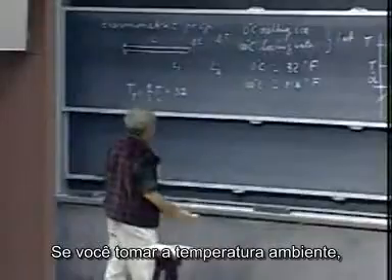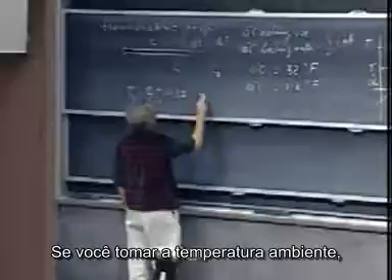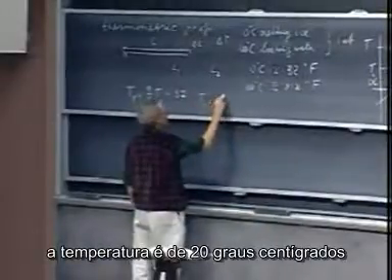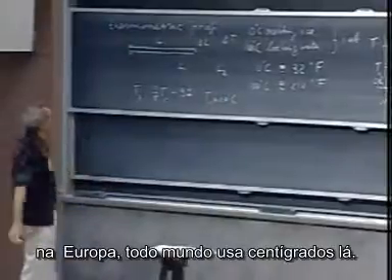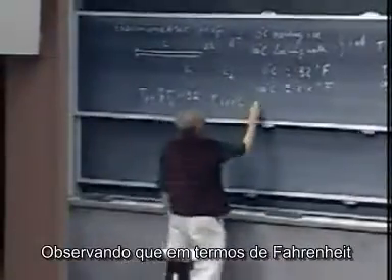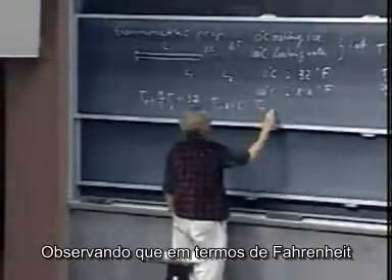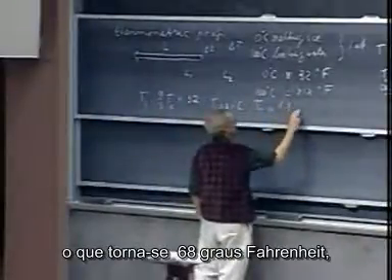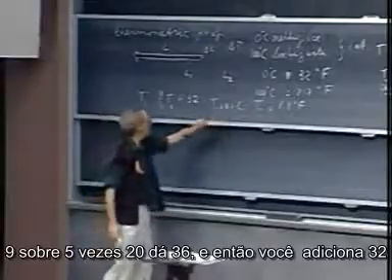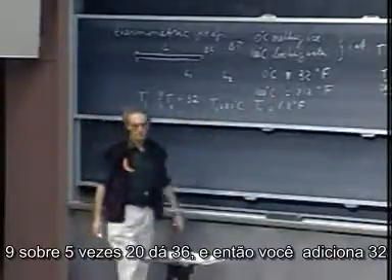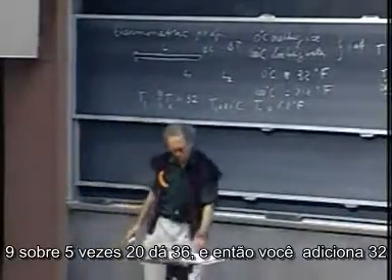If you take room temperature, 20 degrees centigrade, what I grew up with. In Europe, everyone uses centigrade there. Then you can see that in terms of Fahrenheit, that becomes 68 degrees Fahrenheit. 9/5 times 20 gives you 36, and then you add 32.